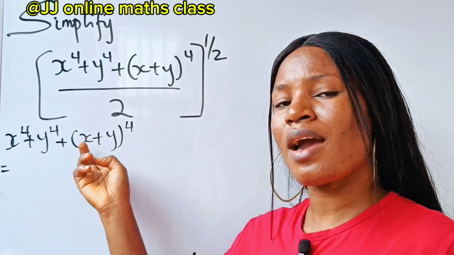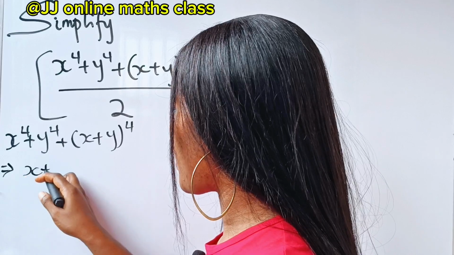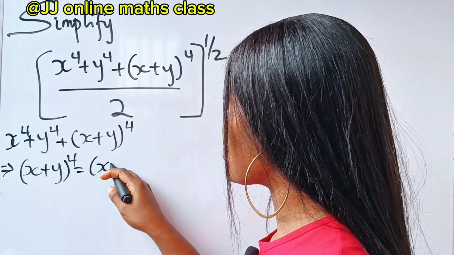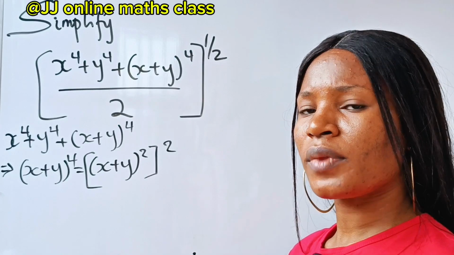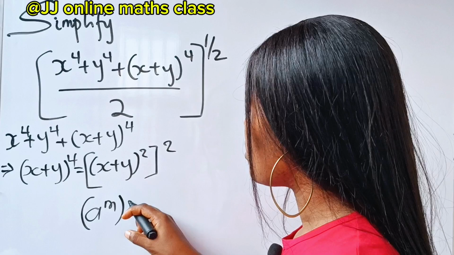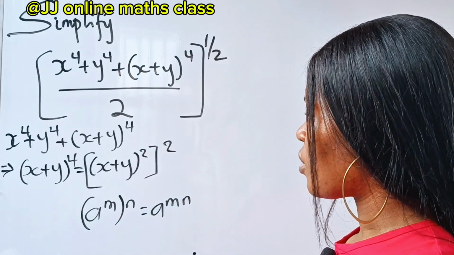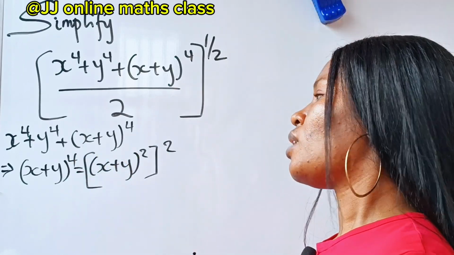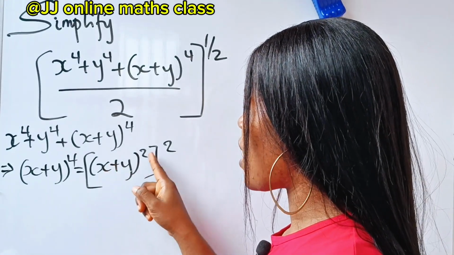Let's first of all simplify (x plus y) to the power of 4. Now, (x plus y) to the power of 4 is the same thing as (x plus y) squared, all squared, right? Yes. Since according to the law of indices or exponents, a to the power of m raised to the power of n is the same thing as a to the power of m times n. So we have 2 times 2 will still give us what? 4. Okay.